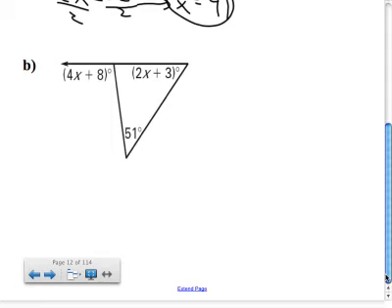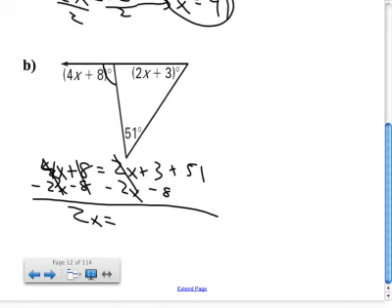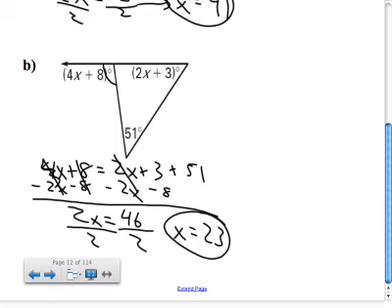Part B, no different. Again, exterior angles right here. So the exterior angle equals the remote interior angles. Okay, so subtract 2x, minus 2x, minus 8, minus 8. I'm doing all these steps in one just for time's sake. Those don't cancel. Those cancel. 4x minus 2x is 2x equals, cancel, 3 and 51 makes 54, minus 8 makes 46. Divide both sides by 2 tells me that the value of x here has to be 23. And then that's it.